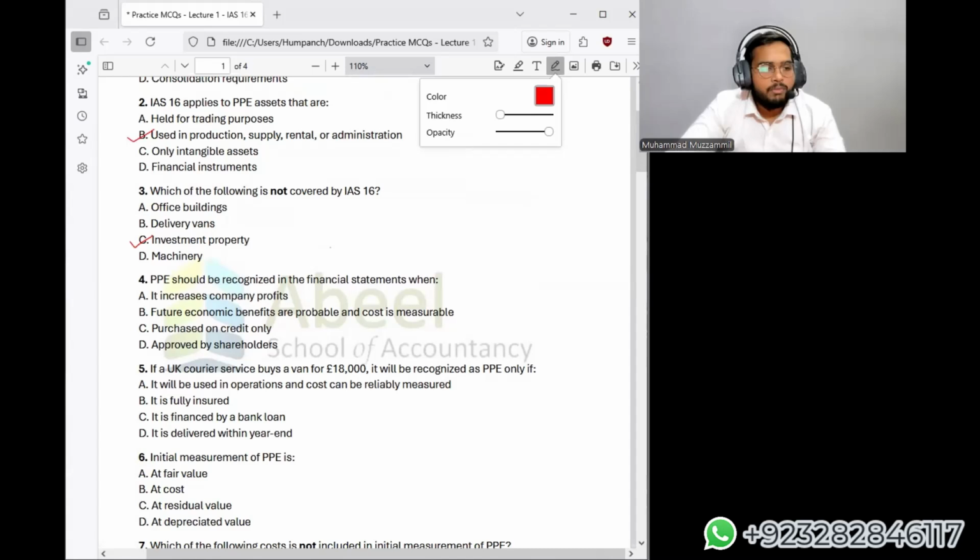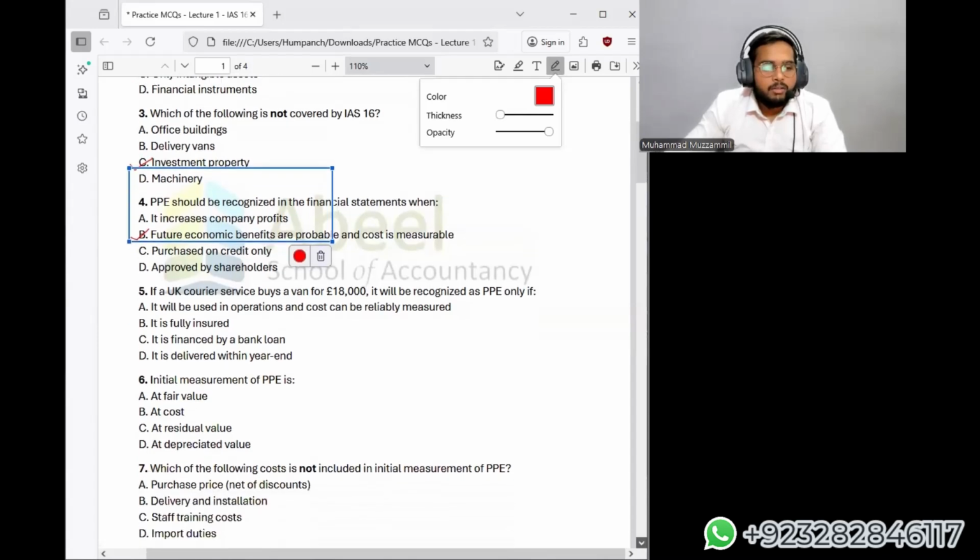Now, MCQ number 4. Property, plant, and equipment should be recognized in the financial statements when? When should it be recognized in the financial statements? It increases the company's profit; future economic benefits are probable and cost is measurable; purchased on credit only; or approved by shareholder. Another very easy MCQ. Quickly give me the answer. It is option number B: future economic benefits are probable and cost is measurable.